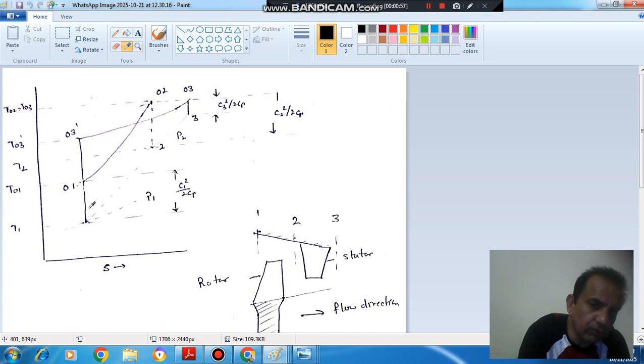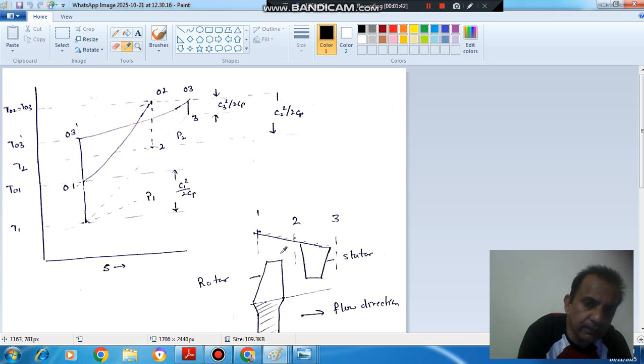So we can say this is your dynamic temperature at the inlet. So this is your stagnation condition. So T01 is the stagnation temperature and P01 is the stagnation pressure. And in the rotor some energy is imparted to the air, so the stagnation temperature would increase, so it becomes T02 and the pressure becomes P02. And this is the actual condition of air at point 2 or at the exit of rotor. So here the temperature is T2 and pressure is P2.